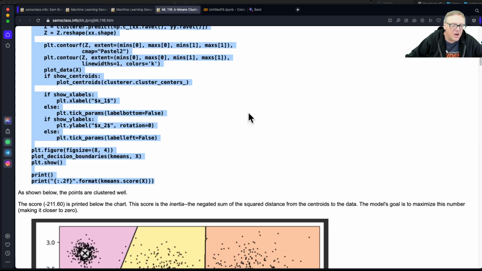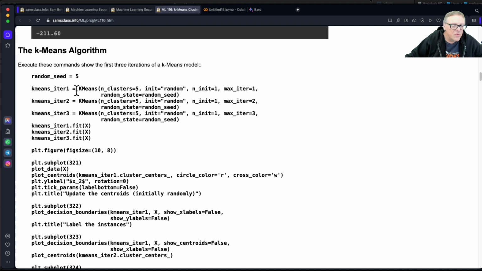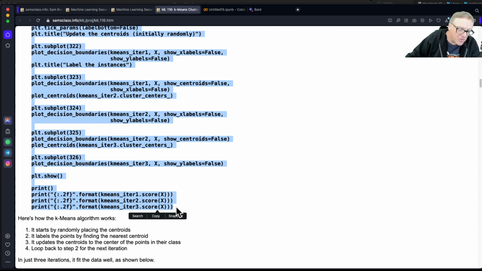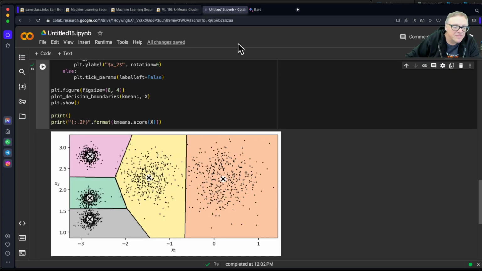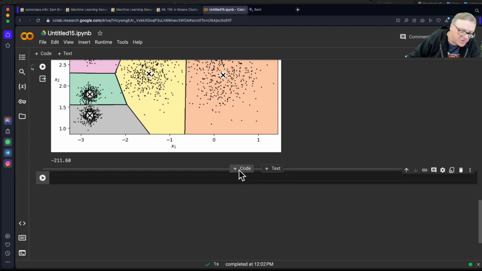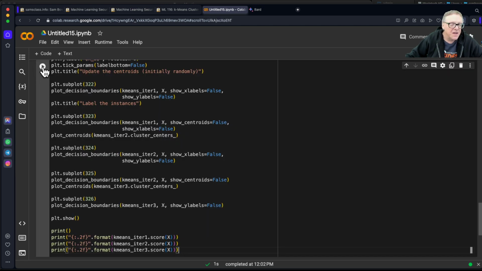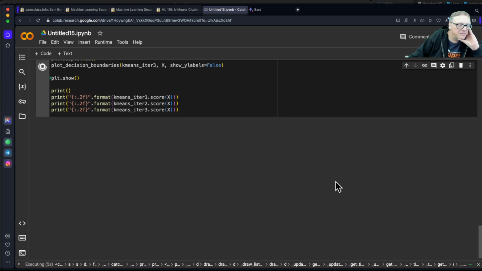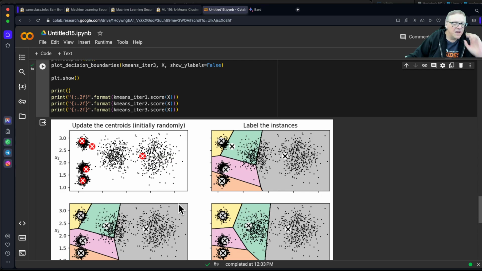So to see how it works, we're going to run this one, which just shows the first 3 iterations of it, because it is incredibly simple. And that's why it's been around so long. It doesn't take very much computing resources to do it. So this should come up within a few seconds. Okay, first you just pick random locations for the 5 centroids.